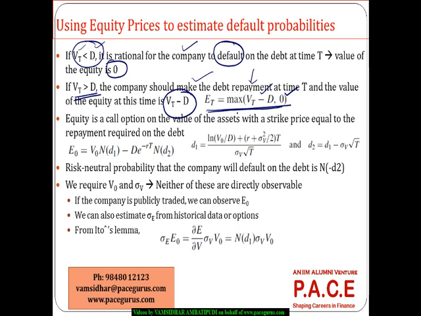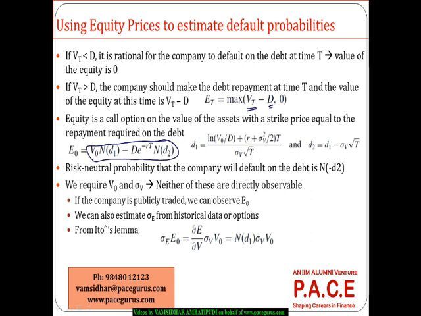So equity is a call option on the value of the assets of a company with a strike price equal to the amount that needs to be paid towards the debt. So with this, I can go ahead and do the valuation of the equity. I can use the Black-Scholes formula, which was this one, V naught N(d1) minus the present value of the strike price times N(d2). I can also find the values of d1 and d2. And here, once I do this exercise, N of minus d2 gives me the risk neutral probability that the company will default on the debt.